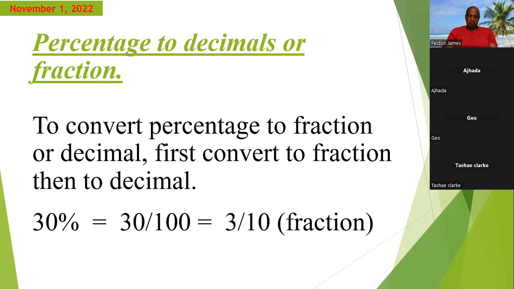Sir, I don't understand. Rephrase the question again, sir. So we are converting 30% to decimal, all right? But we say that first you convert it to fraction and then the fraction to decimal. So here we convert 30% to fraction, and the fraction that we get is 3 over 10. So now how can we convert this 3 over 10 to decimal? Okay, sir. You have to divide 10 into 3.